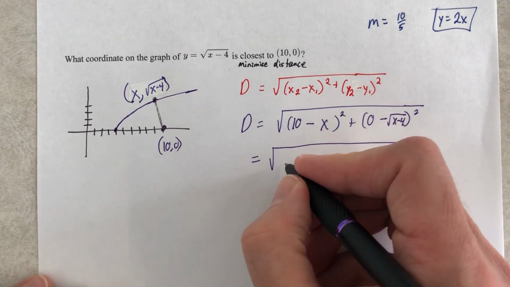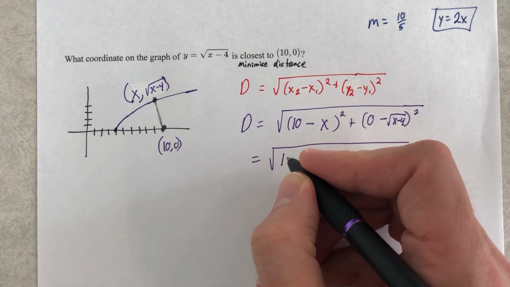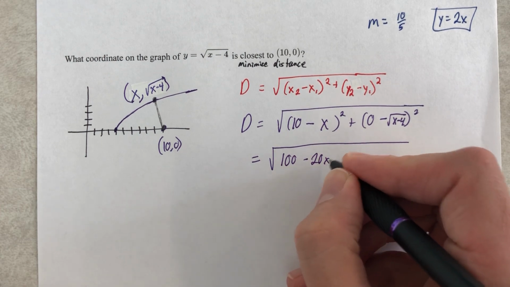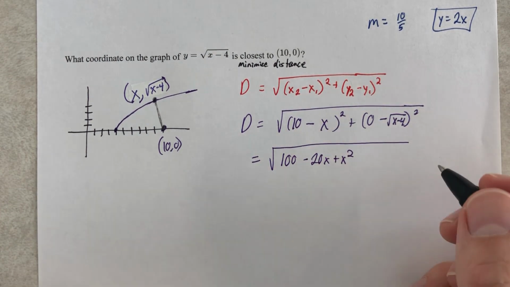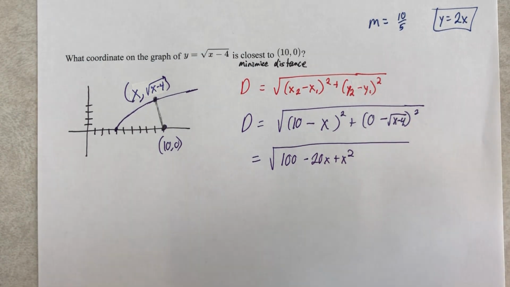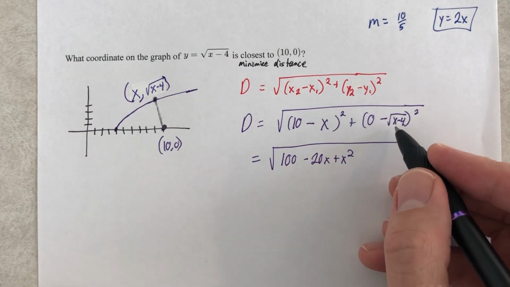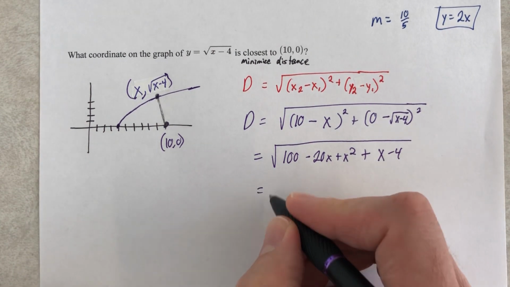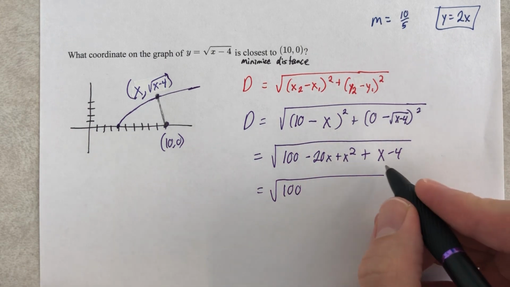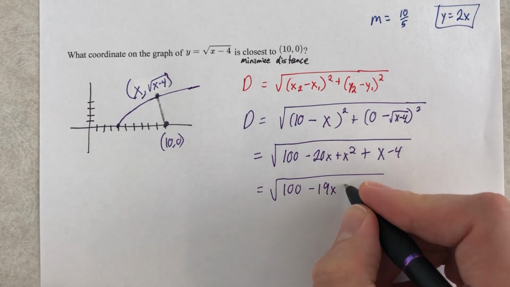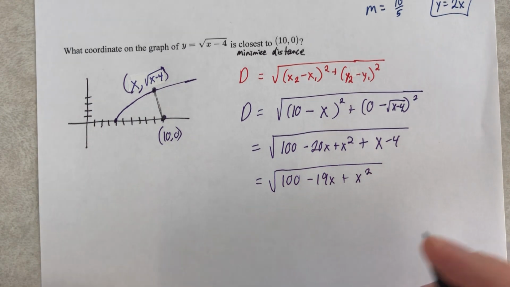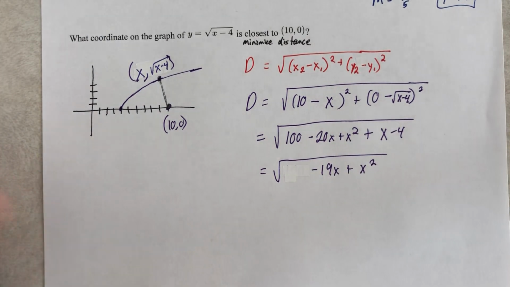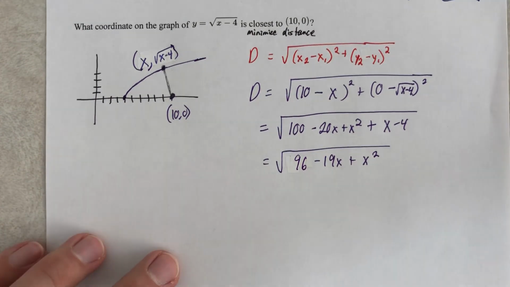All right, let's go ahead and square that guy. That gives us 100 minus 20x plus x squared. That's what we get when we multiply that. And when we square this one, there is no foiling to do. That 0 just goes away. We square a negative, becomes positive, and we square the square root, and we have x minus 4. So what we're really going to have is the square root of 100 minus 19x plus x squared. Oops, not 100. It's actually 96. I apologize, 96. I better just turn the video off now and get some supper. Hungry. All right.